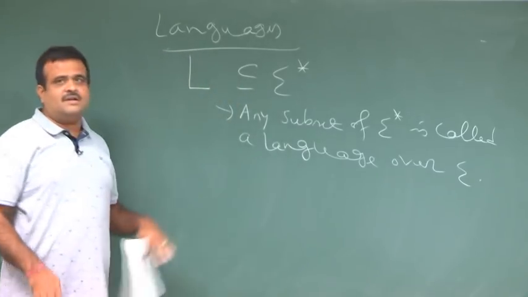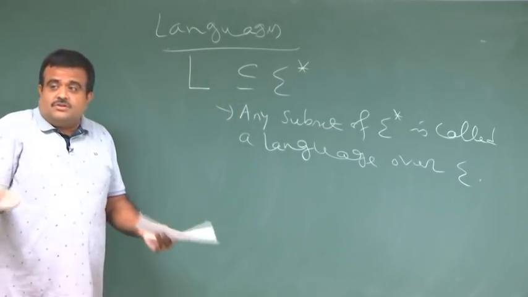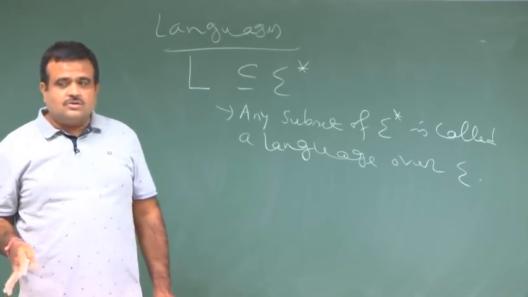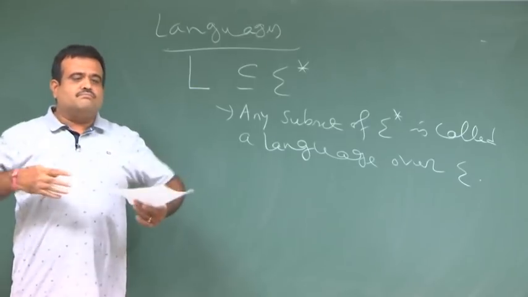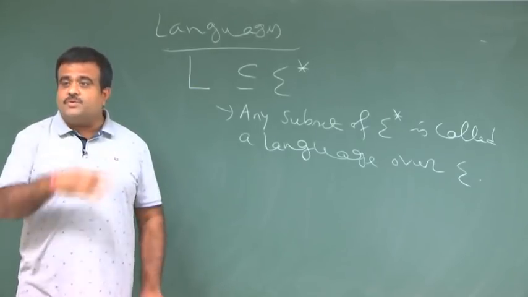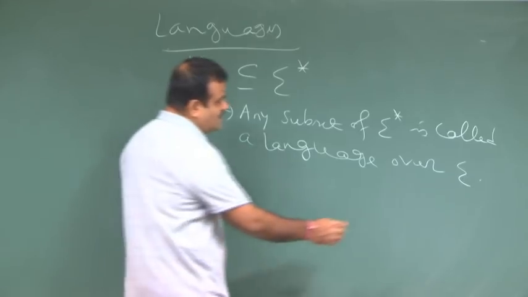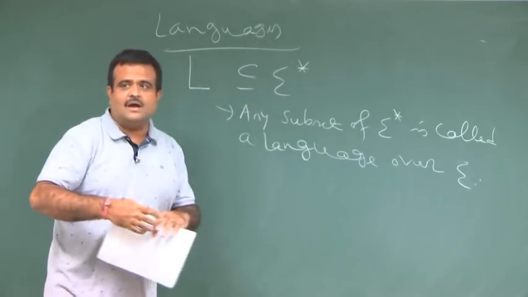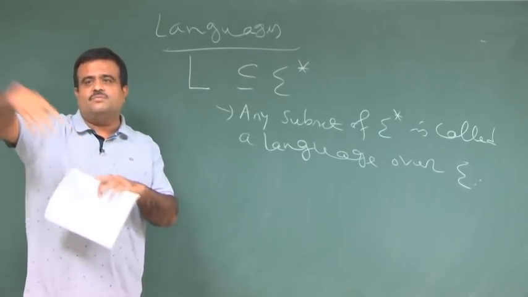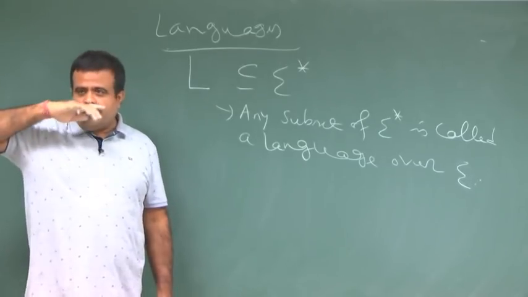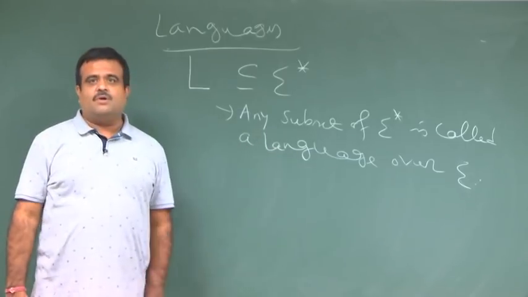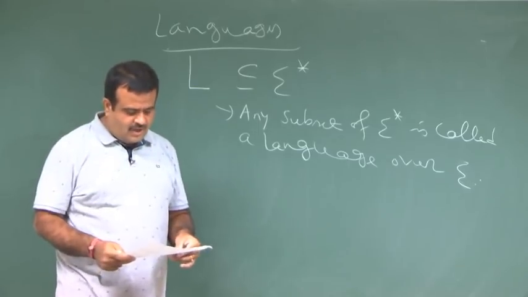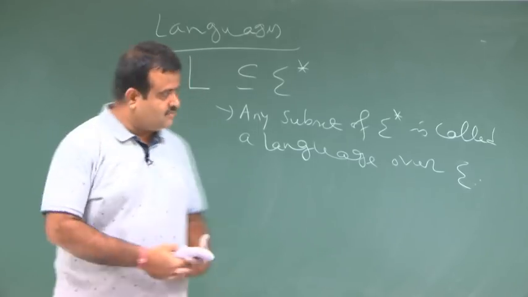So, it can contain the null string also. Language is some set of strings, it could be infinite also. The language could have an infinite number of strings, I mean the length could be infinite, but it is coming from a finite set of input symbols. So, the input symbols are finite, but there could be infinite strings also.